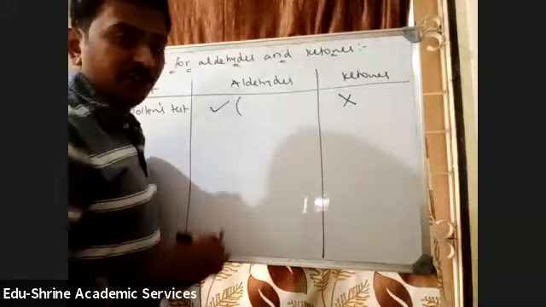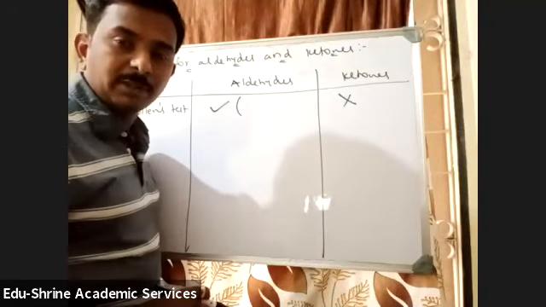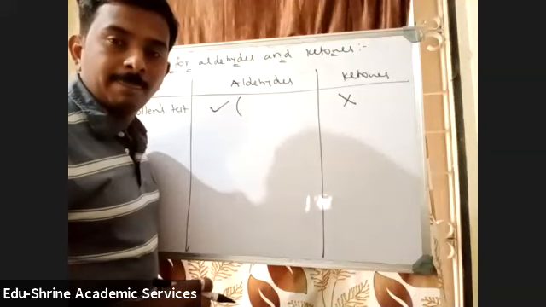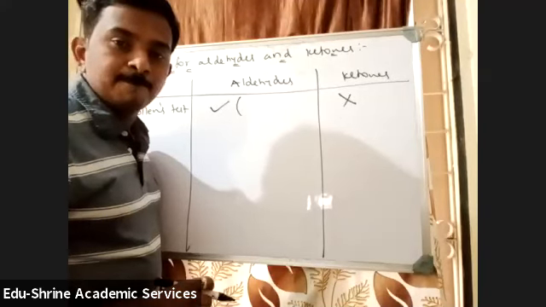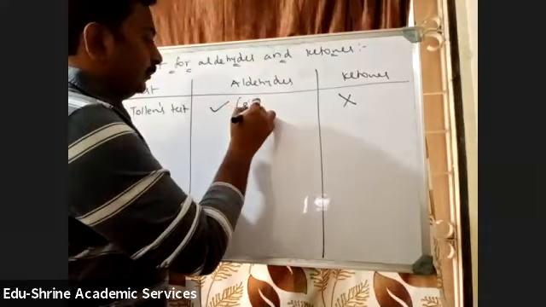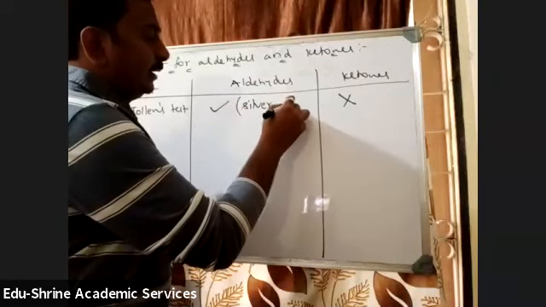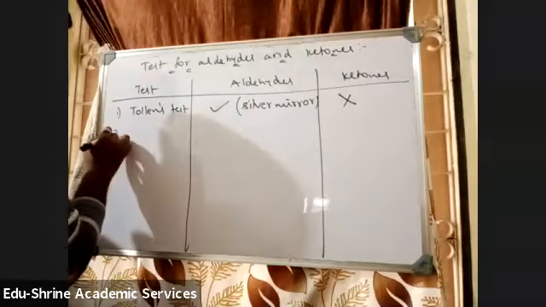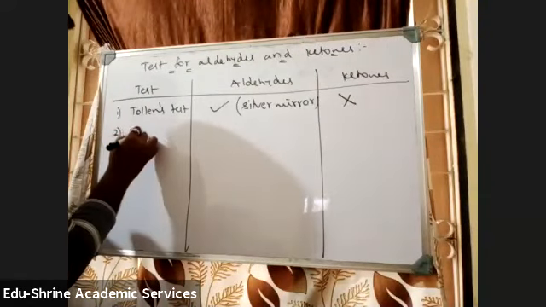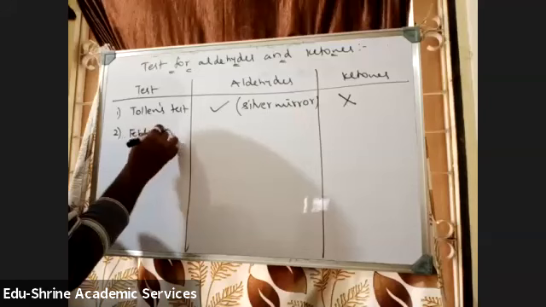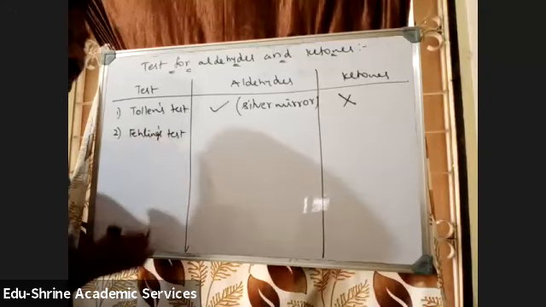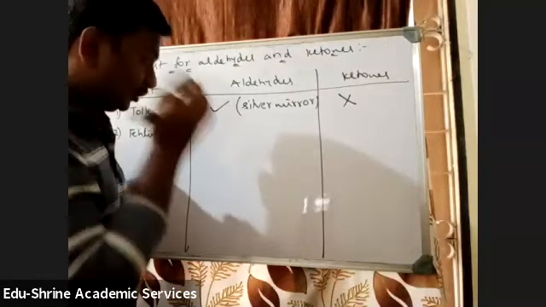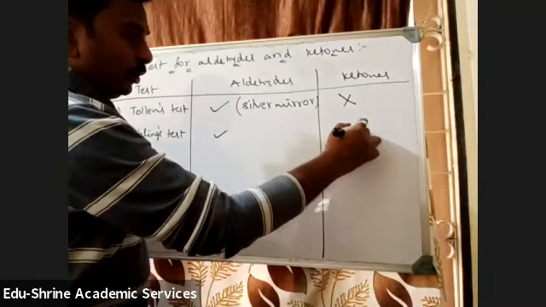What will be the observation, students? Silver mirror. Very good. So the observation will be silver mirror. Ketones won't give this test. Second test is Fehling's test. Which will give this test? Only aldehydes, ketones won't give.